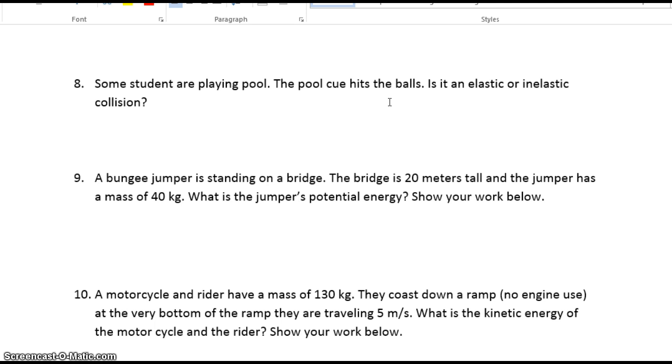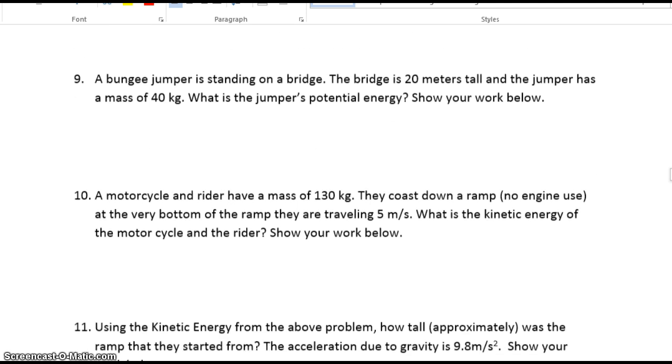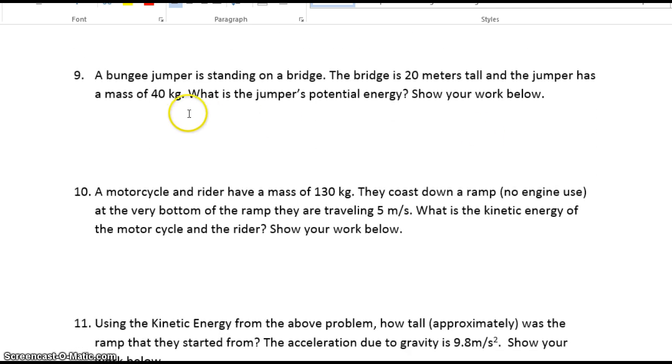Okay? So for the next one, you're going to have to write down the words while I'm reading through and talking through, and then maybe Mrs. Urban can help you write it down on the board for this one. It says a bungee jumper is standing on a bridge. The bridge is 20 meters tall, and the jumper has a mass of 40 kg. What is the jumper's potential energy?